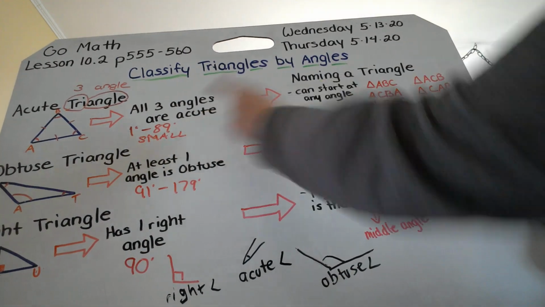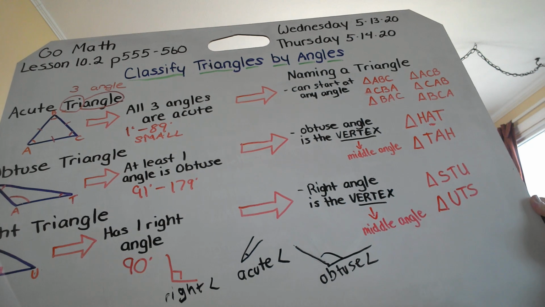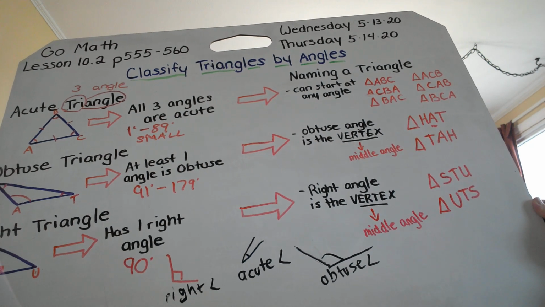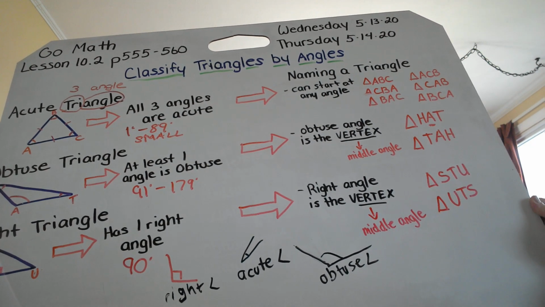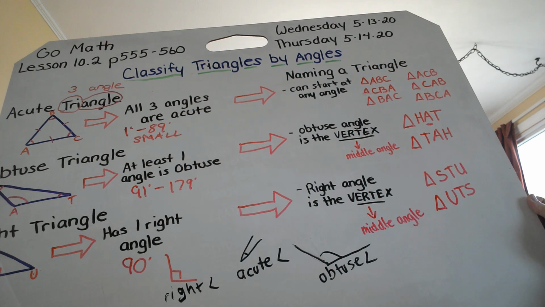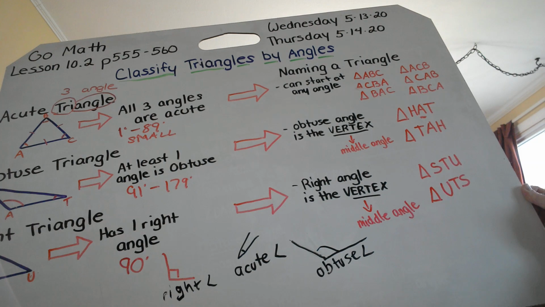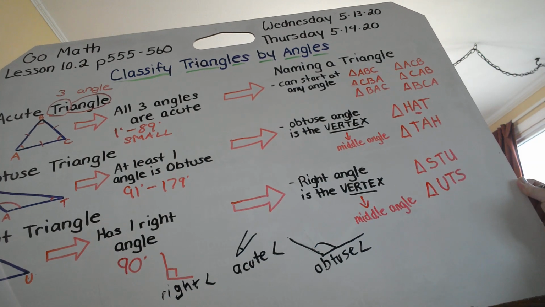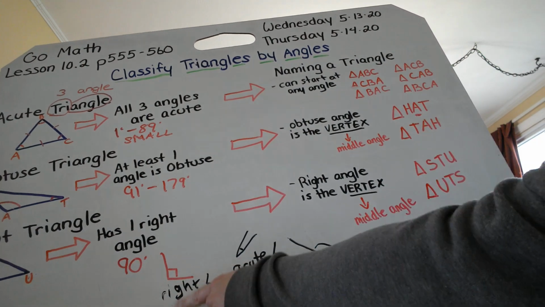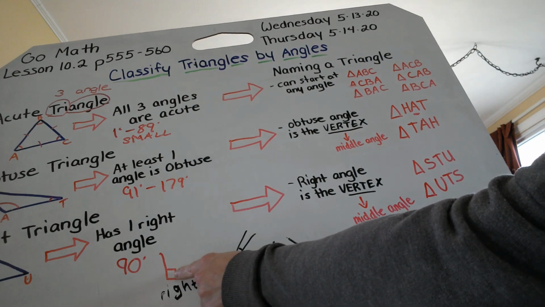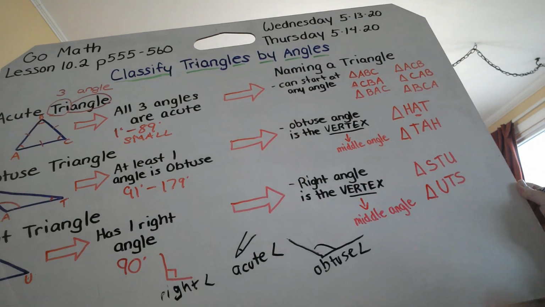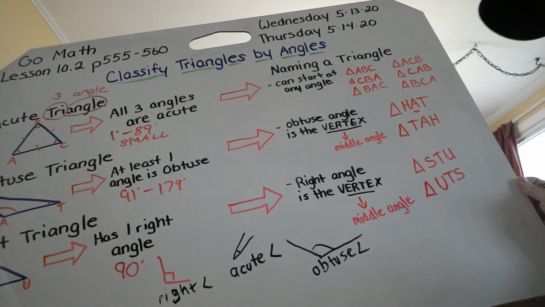And my degrees are right here, so it's small. So your acute angle is small, and it measures 1 to 89 degrees. Your obtuse angle is very big. It's obtuse. It's fat. 91 degrees to 179 degrees. And your right angle, which is right here, has that box in the corner right there. It looks like an L, and it measures 90 degrees.